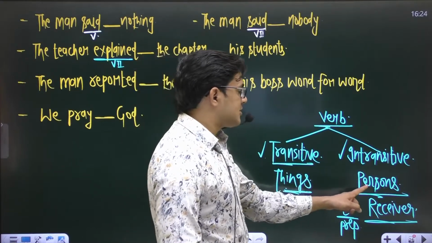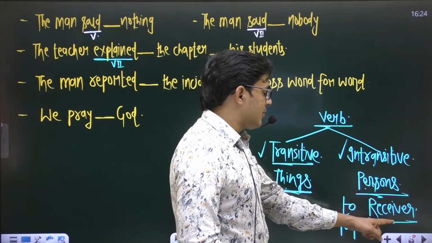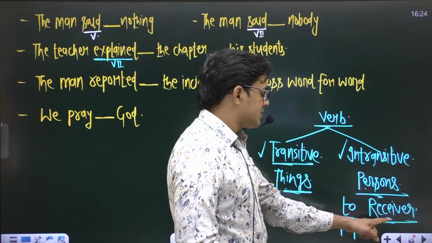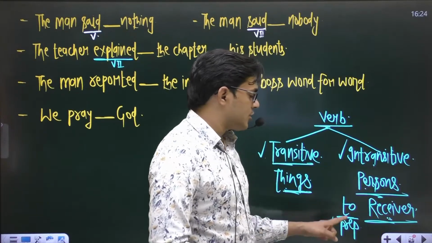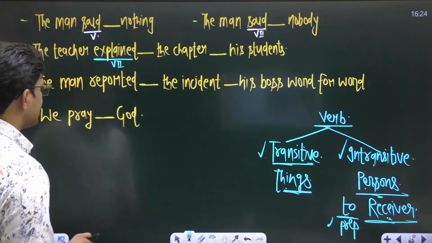In case of persons, these verbs will become intransitive, and this person will become receiver or recipient. In that particular situation, before receiver or recipient, we use a preposition to. This is the main concept actually. So let us apply it in the sentence.